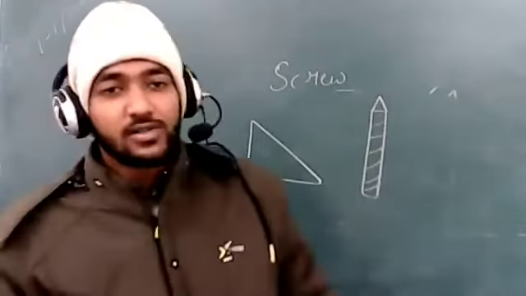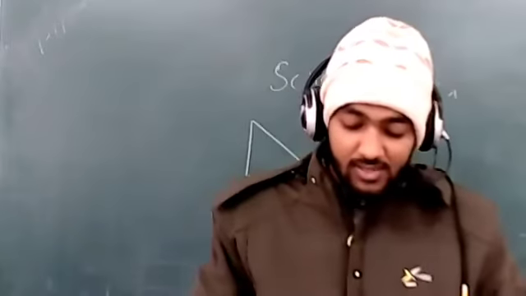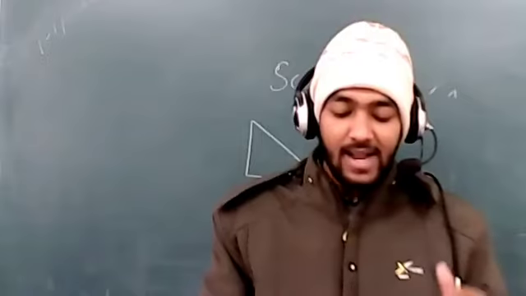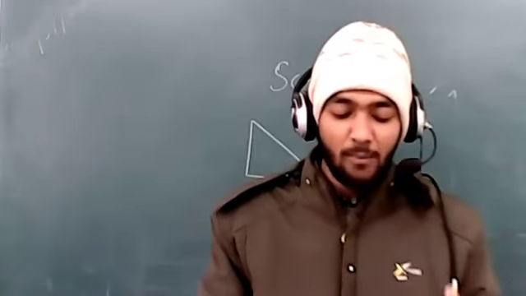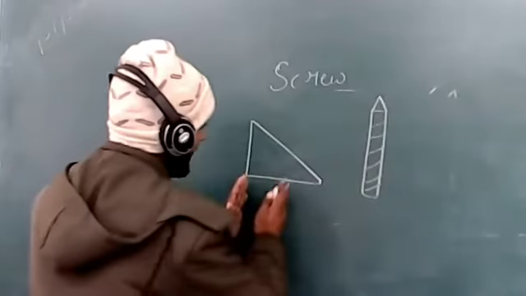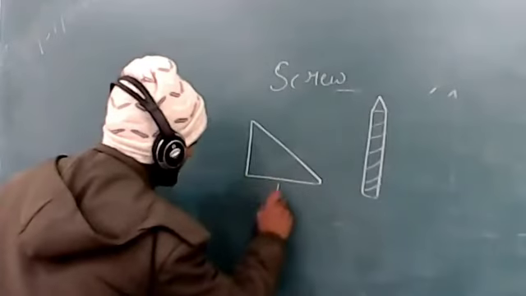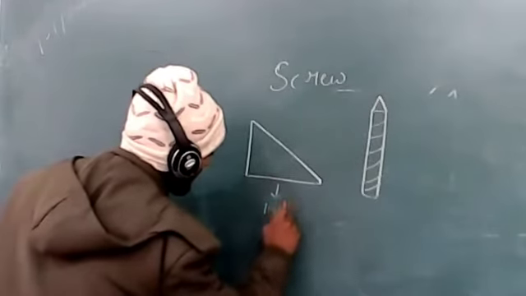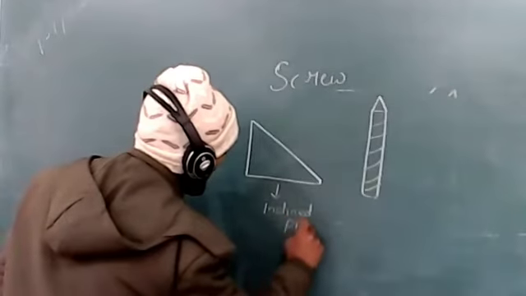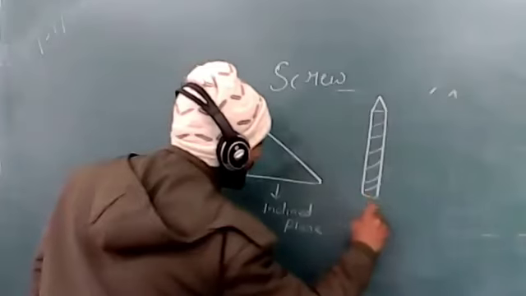So in the book, just read the point, read from the first line. It is actually an inclined plane that wraps around a cylinder to form a spiral shape at one end. Means it is actually an inclined plane that wraps around the cylinder. That is the inclined plane. And that is the cylinder.